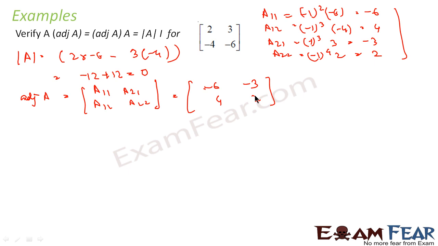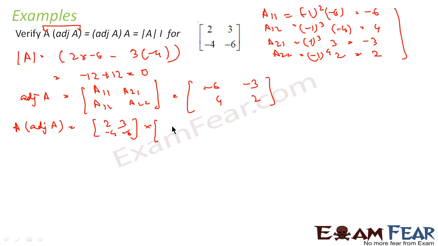Now I have to prove that A into adjoint of A is equal to adjoint of A into A is equal to determinant of A into I. So let's find the value of this first. So what is the value of A into adjoint of A? What is the value of A? A is nothing but 2, 3, minus 4, minus 6. Correct? This is the value of A.